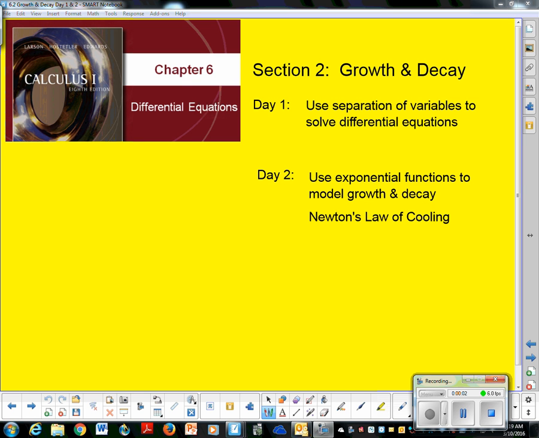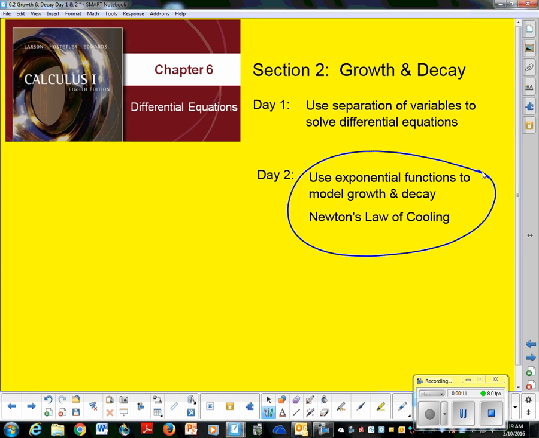Okay, let's look at section 6.2, which is day 2 for us, growth and decay. We're going to use exponential functions to model the growth and decay. And then I think probably day 3 we'll look at Newton's law of cooling.